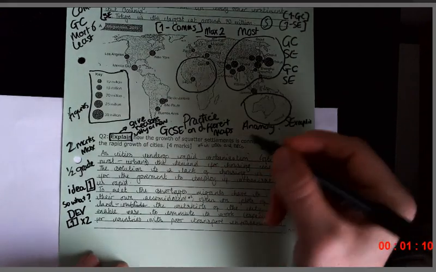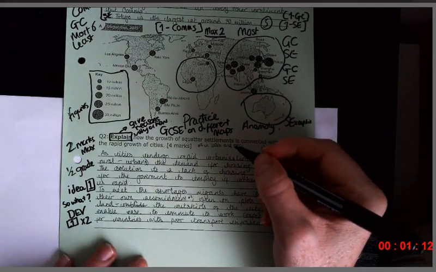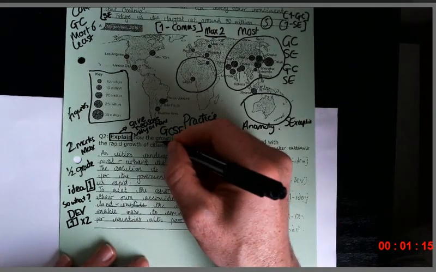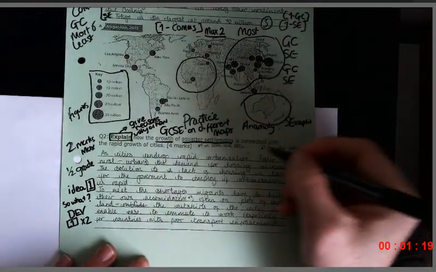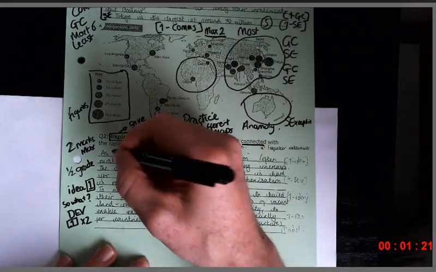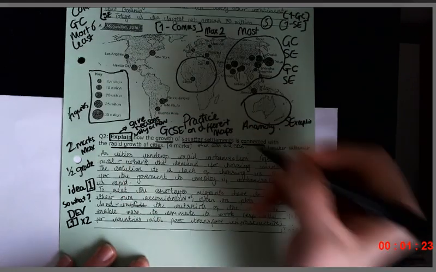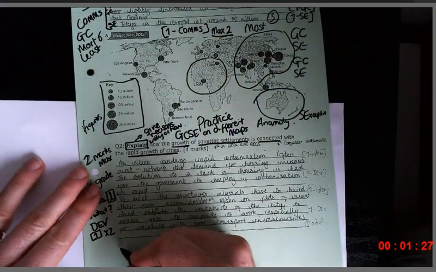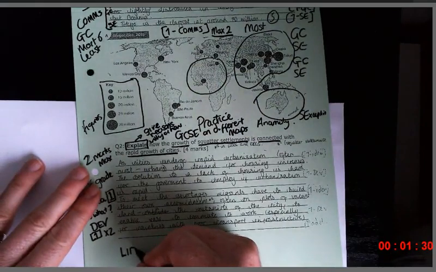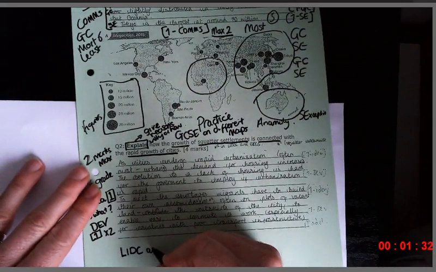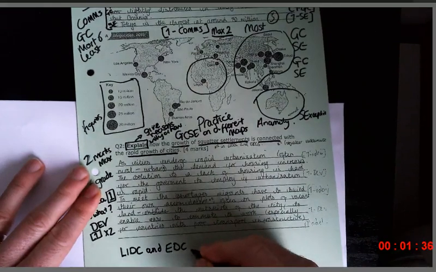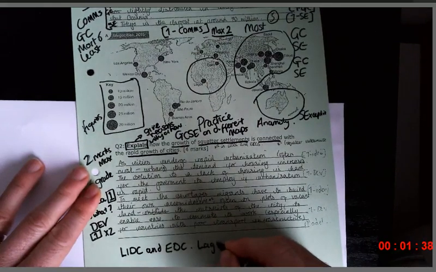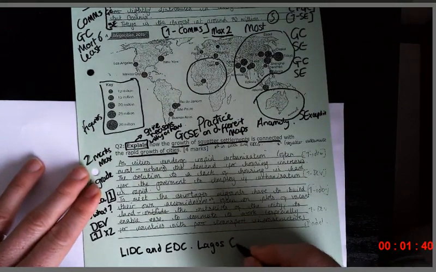Now, the question gives it away of what it wants you to speak about. Growth of settlement, and it needs to be connected to the rapid growth of cities. First thing you want to give is these 2 tier 3 words, LIDC and EDC, and we are looking for an example. An example we could use is Lagos. That would get you a mark.